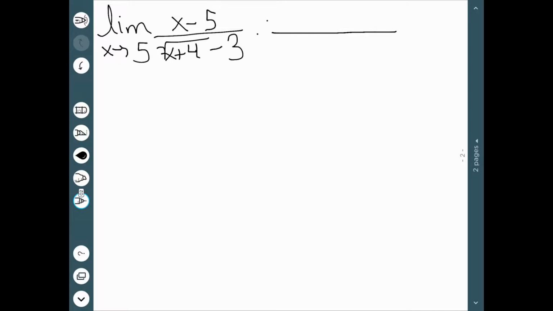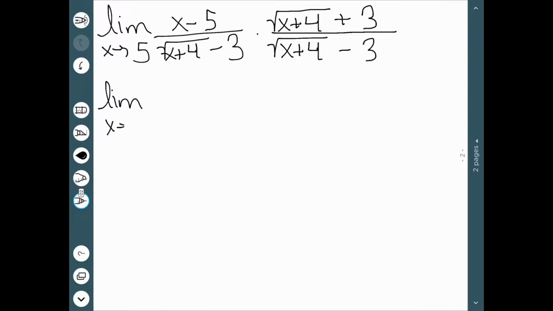Just as a reminder, when we rationalize the denominator, we're going to multiply both the top and the bottom by the conjugate of the denominator, which just means change the sign in the middle. So I'm going to multiply both the top and the bottom by the square root of x plus 4 minus 3. When I do this, on the top, I'm just going to leave it as x minus 5 times the square root of x plus 4 plus 3. I don't want to actually multiply that out.